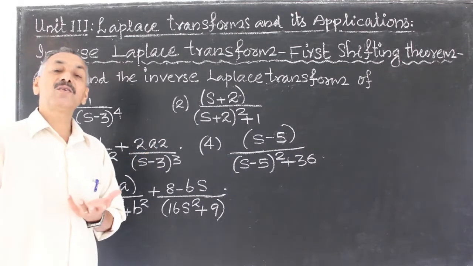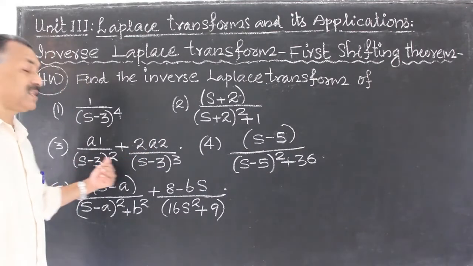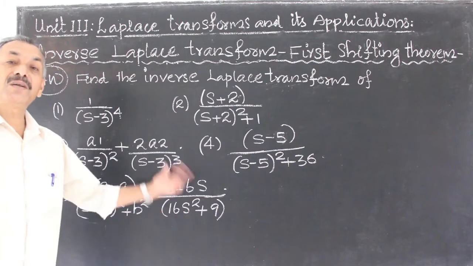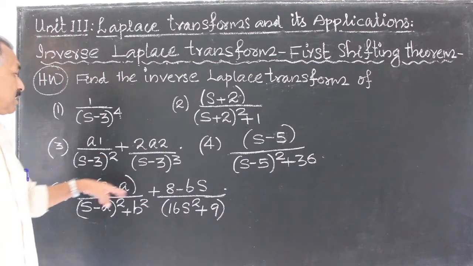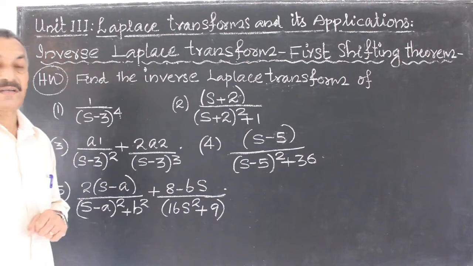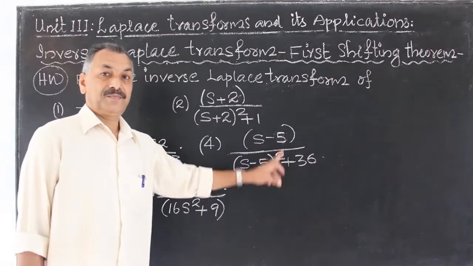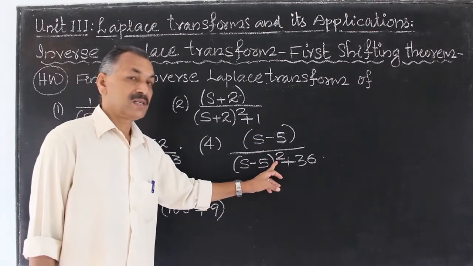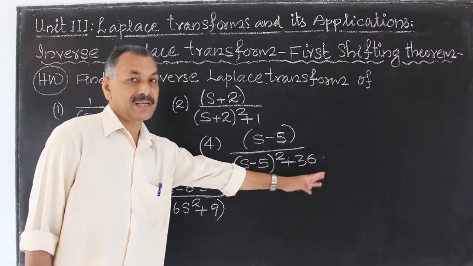And what is the inverse of f of s minus a, here s minus 3? e raised to 3t into f of t. That is e raised to 3t into a1 t plus a2 t square. That's it. Then there is another formula for this one, divided by s square plus 36.